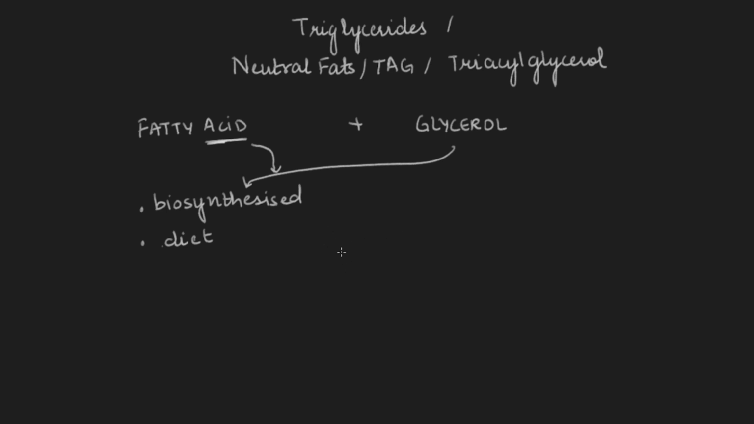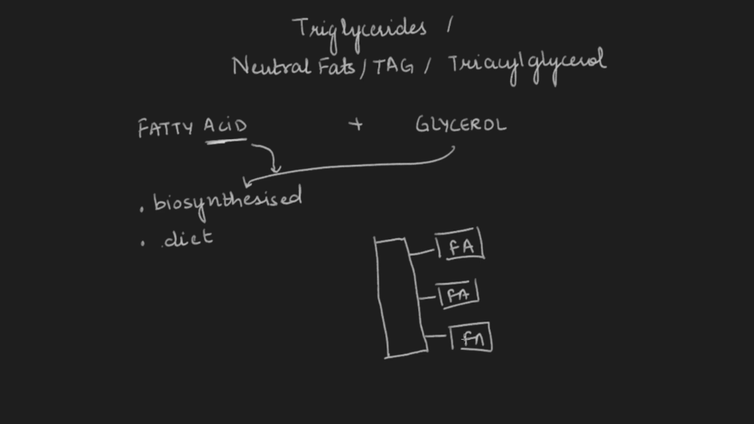In the last video, we discussed the structure of a triglyceride, which was: there is a glycerol molecule which has only 3 sites available for the fatty acid to attach. Fatty acid comes and attaches via a special linkage called ester linkage. And therefore, triglycerides are also called fatty acid esters of glycerol.